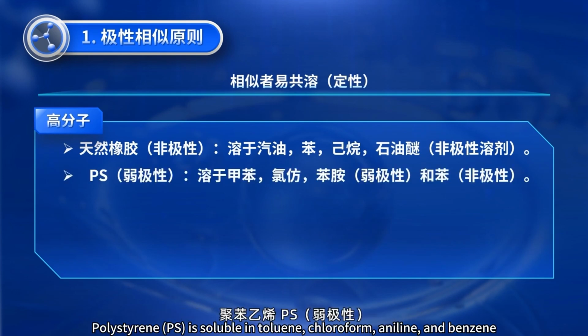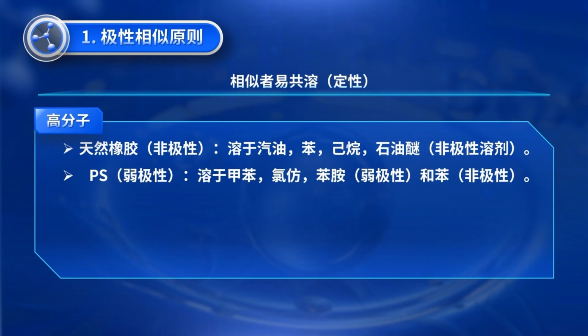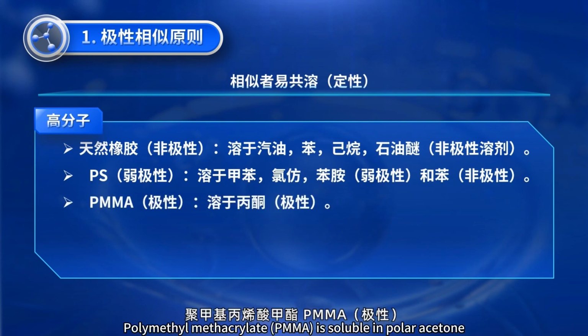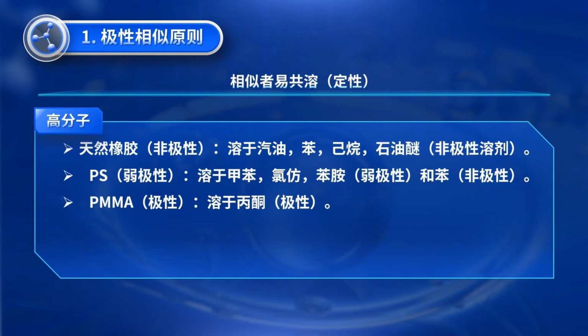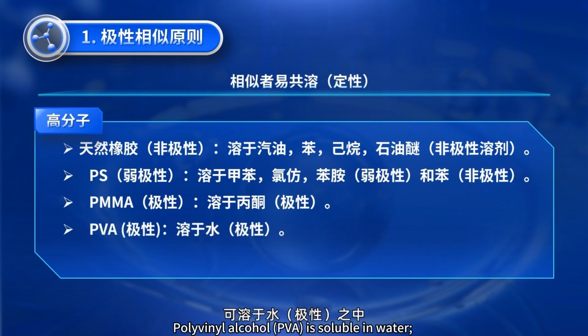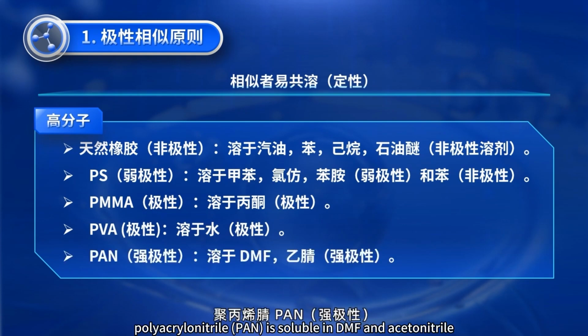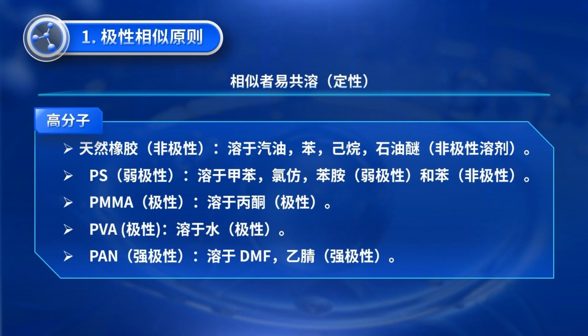Polystyrene, PS, is soluble in toluene, chloroform, aniline, and benzene. Polymethyl methacrylate, PMMA, is soluble in polar acetone. Polyvinyl alcohol, PVA, is soluble in water. Polyacrylonitrile, PAN, is soluble in DMF and acetonitrile.